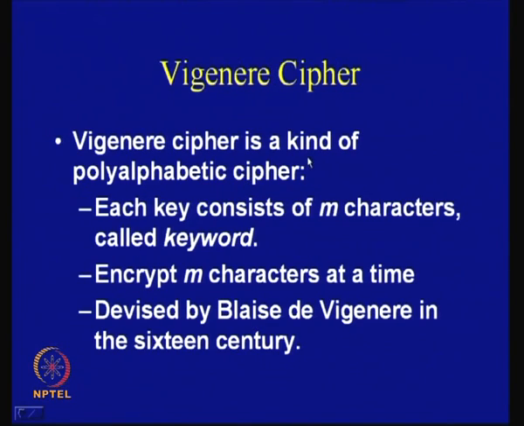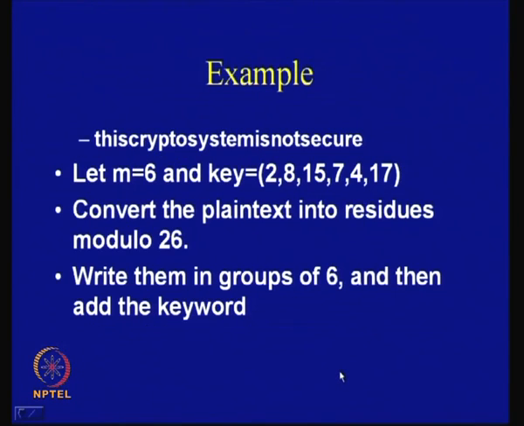So Vigenere cipher is a kind of polyalphabetic cipher, and each key essentially consists of m characters which are called a keyword. The idea is that you encrypt m characters at a time, and this was designed by Vigenere in the 16th century, so you can see it's a very old cipher. Suppose your example plain text is "this crypto system is not secure", and you take m equal to 6, which is the size of the key, and let the key be, instead of one number, a tuple, a set of numbers like 2, 8, 15, 7, 4, 17.